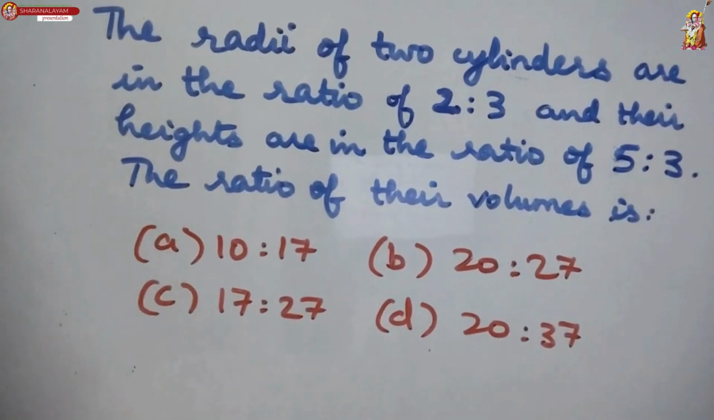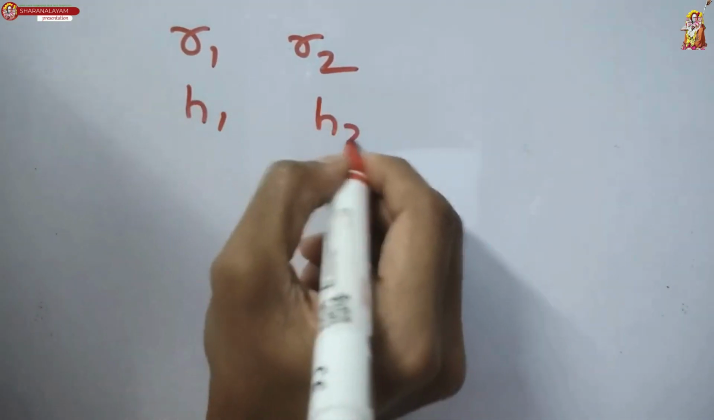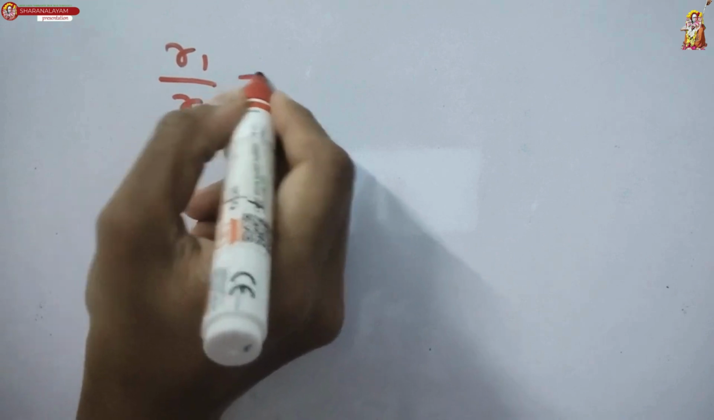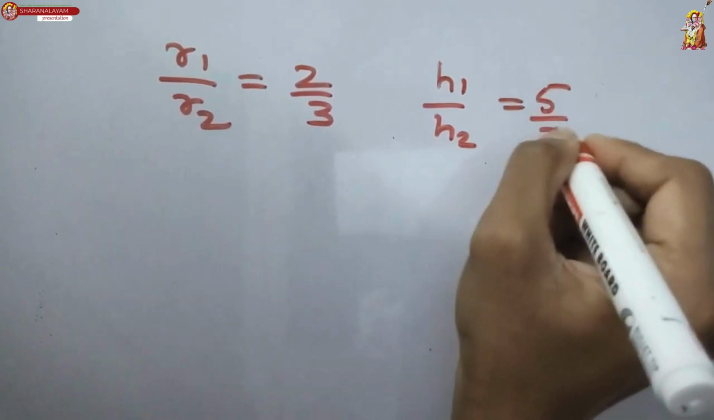Next question. The radii of 2 cylinders are in the ratio of 2:3 and their heights are in the ratio of 5:3. The ratio of their volumes is, there are 4 options. A, 10:17, B, 20:27, C, 17:27, D, 20:37. Let's work this out. So say the radii of the 2 cylinders are R1 and R2 and their heights are H1 and H2 respectively. Now what we have been given is R1 upon R2 is equal to 2 by 3 and H1 upon H2 is equal to 5 by 3.